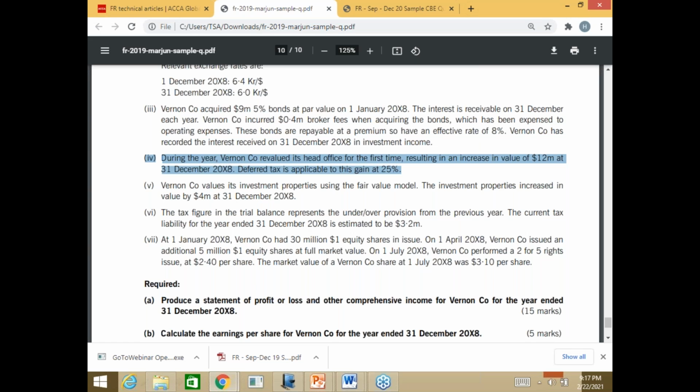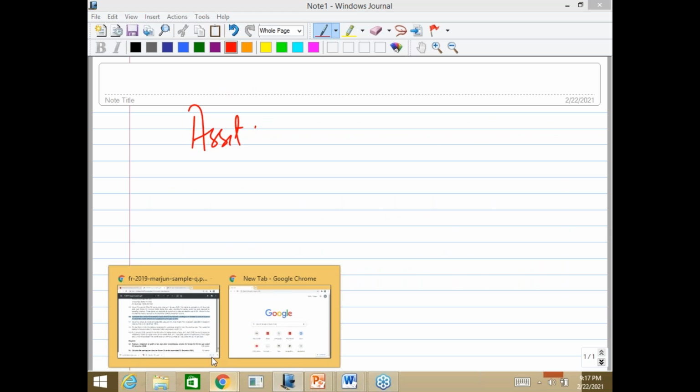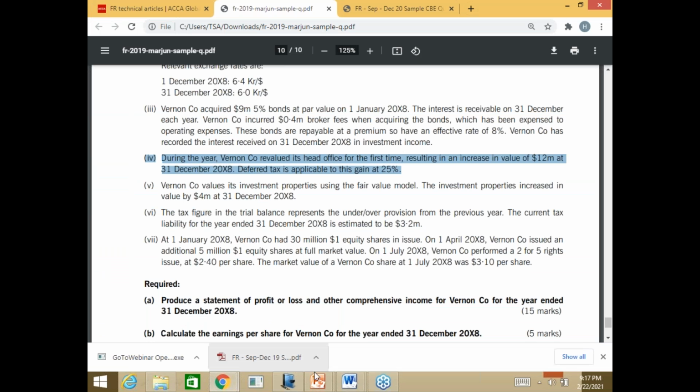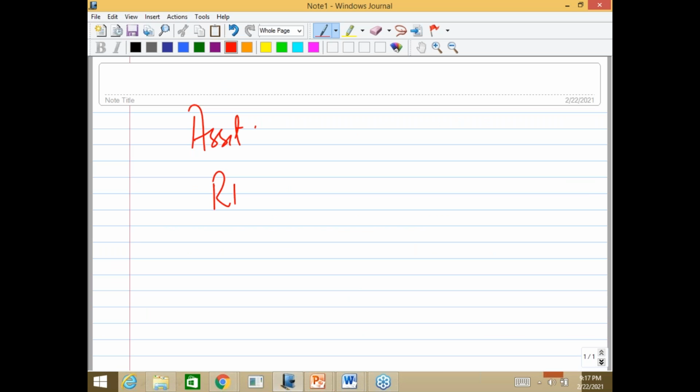Note number 4. During the year, a well-known company revalued its head office for the first time, resulting in an increase in the value by 12 million. At 31st December, the applicable tax rate for deferred tax liability is 25%. So the accounting entry will be asset debit and revaluation reserve credit by 12 million. And this 12 million will also be reported in the OCI.